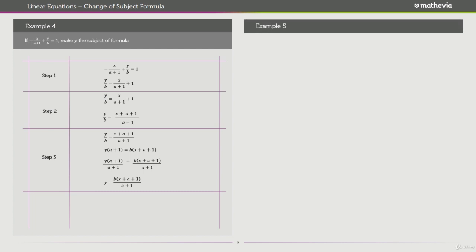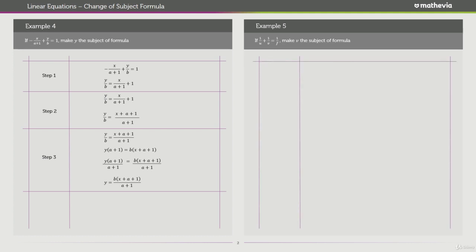Now I think I have one last example, example 5. I think I've done this question before, and it's a very interesting one. I have this formula. I think this is a formula in optics, but that's by the way. We have 1 over u plus 1 over v equals 1 over f, and we're looking to make v the subject of formula.